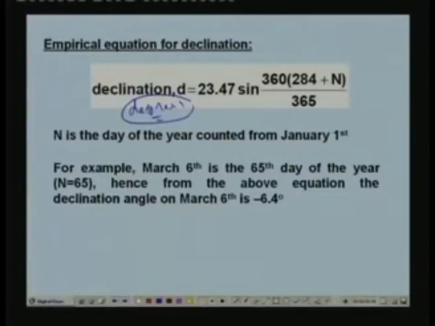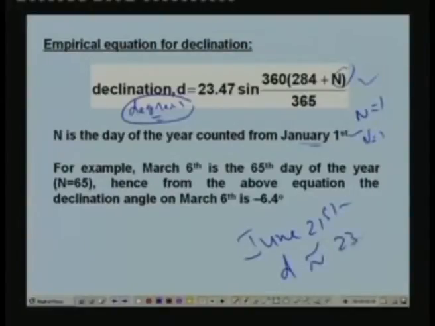The declination in degrees is given by this empirical equation: 23.47 into sine of 360 into (284 plus n) divided by 365. What is n? n is the day of the year counted from January 1st. That means on January 1st n is equal to 1, January 2nd n is equal to 2, like that. So December 31st n becomes 365. If you know the day of the year, you can easily calculate the declination using this equation. From this equation you will find that on June 21st the declination d is approximately equal to 23.5 degrees, and on December 21st it is equal to minus 23.5 degrees.